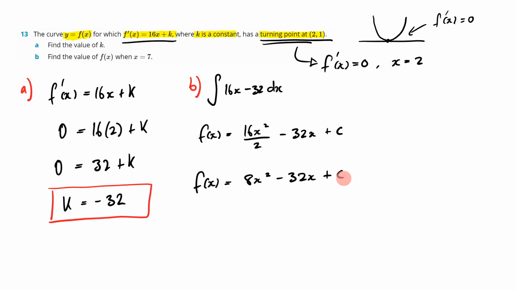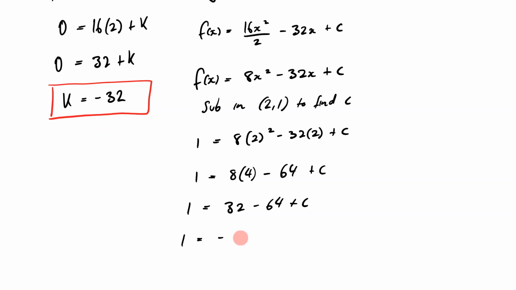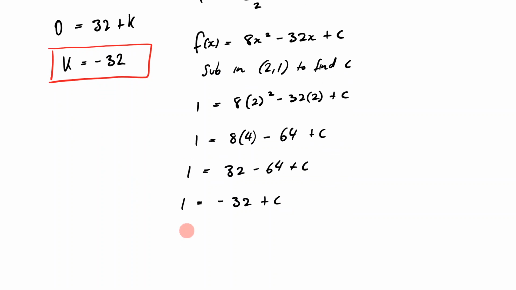Now I need to solve it for c. To solve it for c, I can just sub in the point (2, 1). Sub in (2, 1) to find c. So I'm going to put a 1 here. I'm going to put a 2 into my x spot like so. Let's do some maths. 1 is equal to 8 times 4 minus 64 plus c. 1 is going to be equal to 32 minus 64 plus c. 32 minus 64 is going to be equal to negative 32 plus c. That means I'm going to get 33 is equal to c.